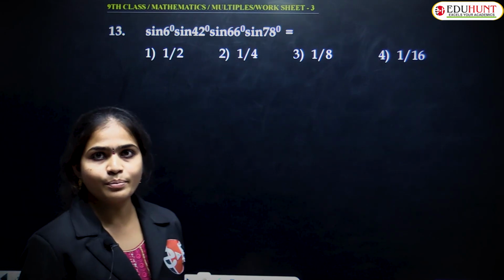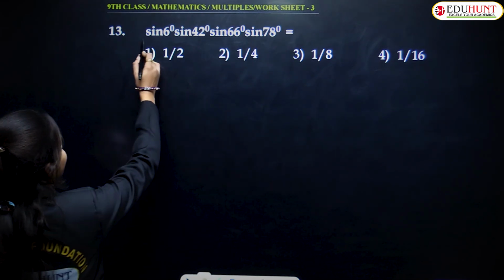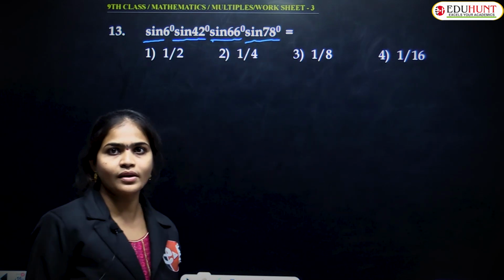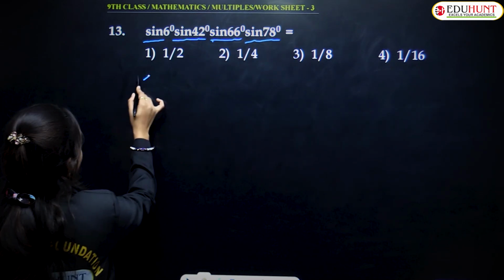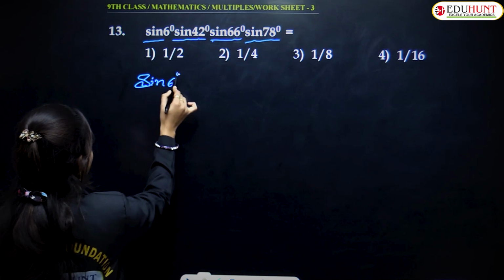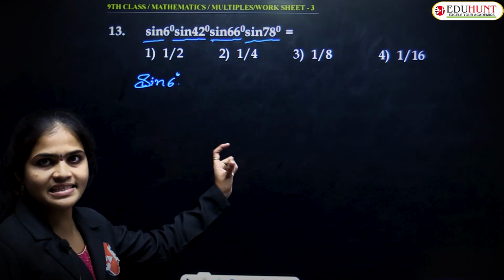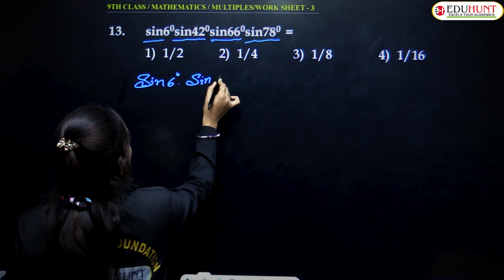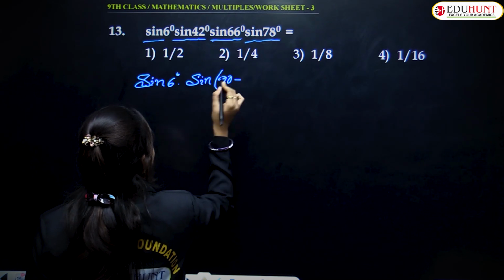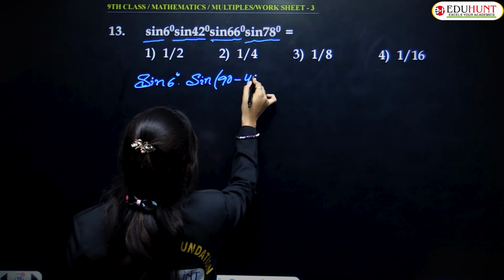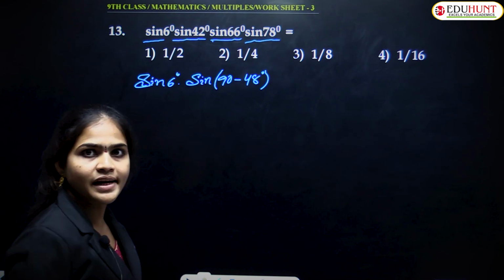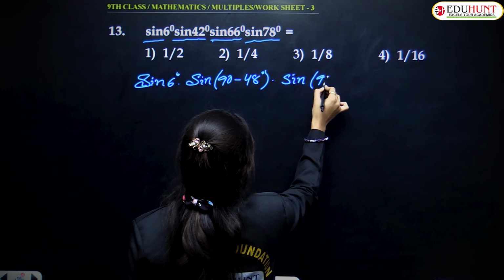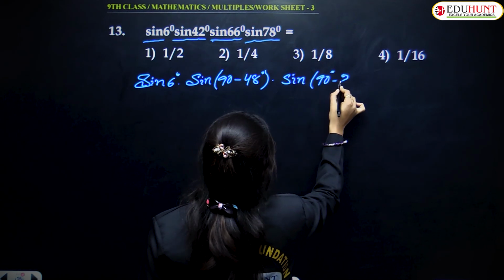Yes, this is also an important question. See here: sin 6 degrees, sin 42 degrees, sin 66 degrees, sin 78 degrees. I want to write sin 6 degrees as it is, because that is the least angle. So that's why I have written the least angle as it is. Next, sin 42 can be written as sin of 90 minus 48 degrees, and sin 66 can be written as sin of 90 degrees minus 24 degrees.